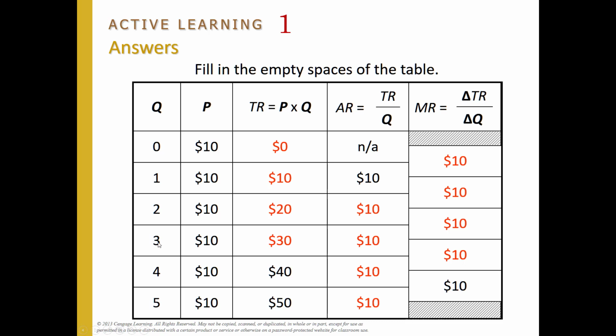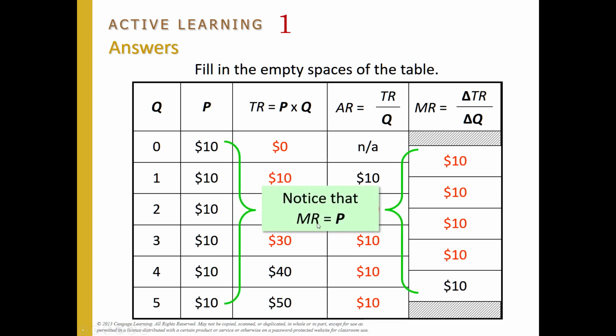Anyway, as I increase my quantity from 3 to 4, my revenue increases from 30 to 40. So the difference between 30 and 40 is 10, so my revenue increased by 10. Notice that marginal revenue equals price. That is always going to be the case if you have perfect competition. That is never going to be the case if you don't have perfect competition. But let's stay with perfect competition now. We're going to see other market structures later.